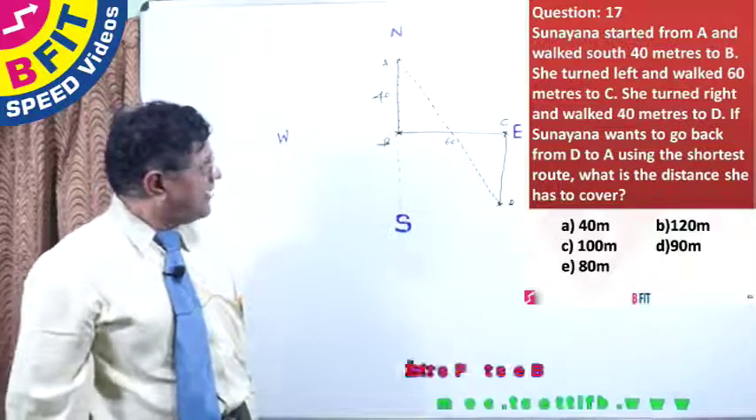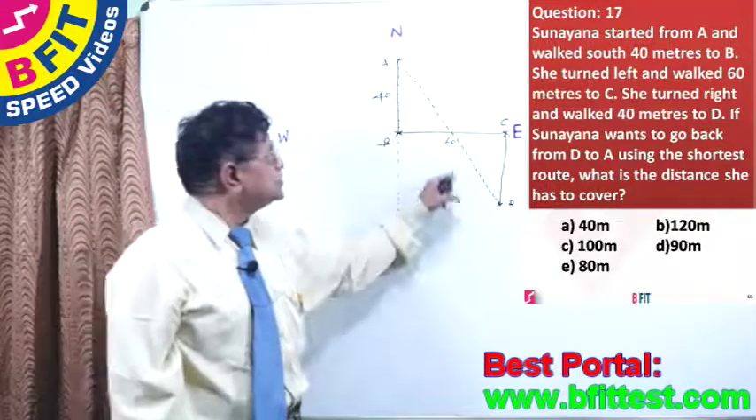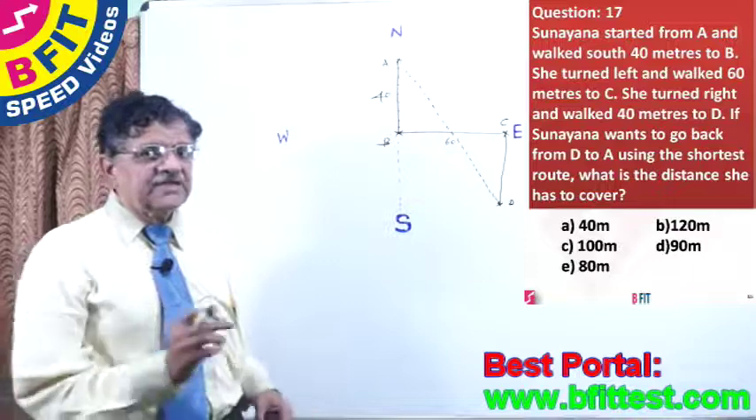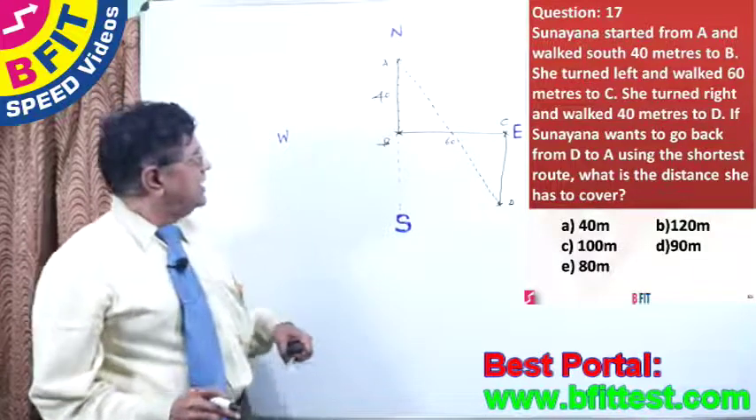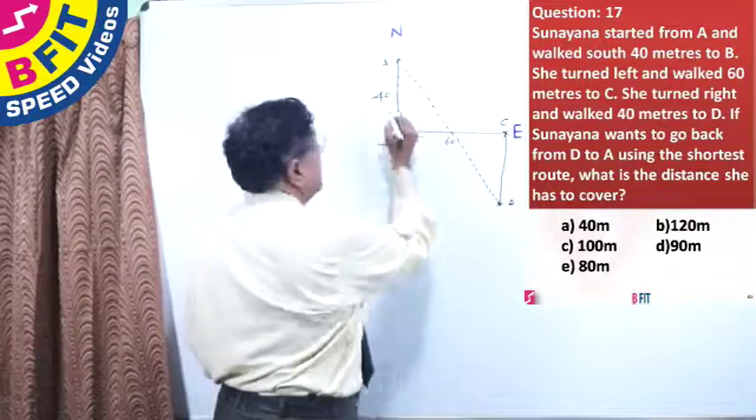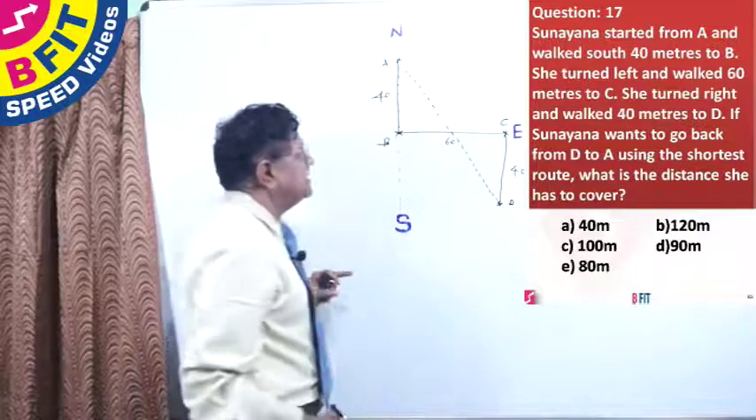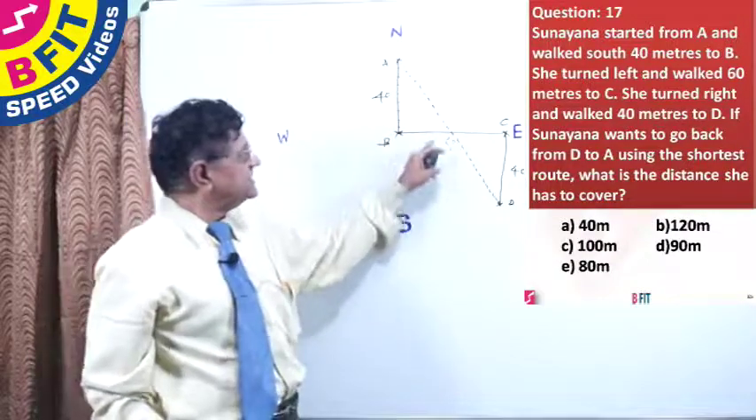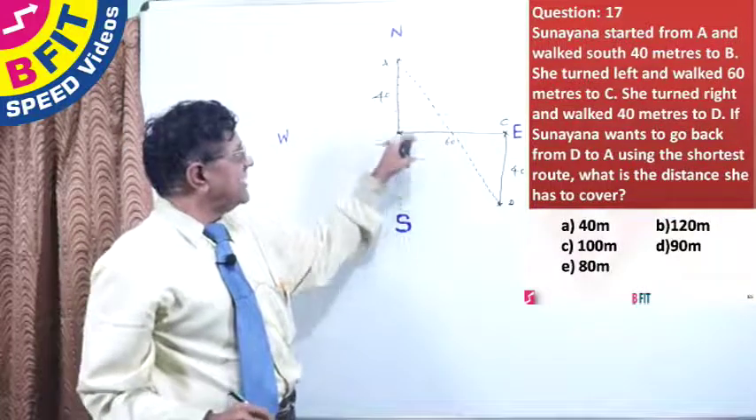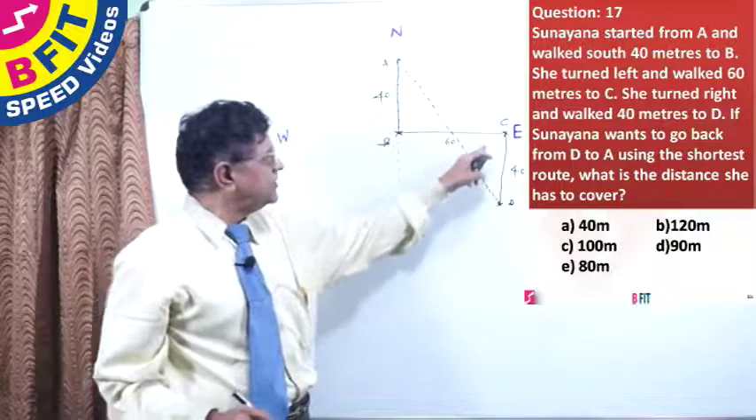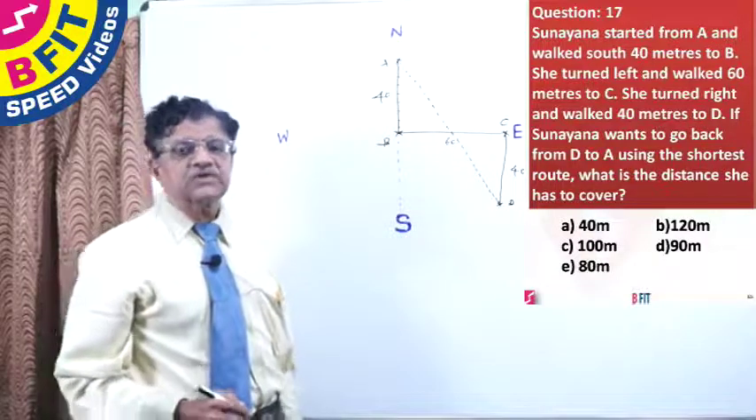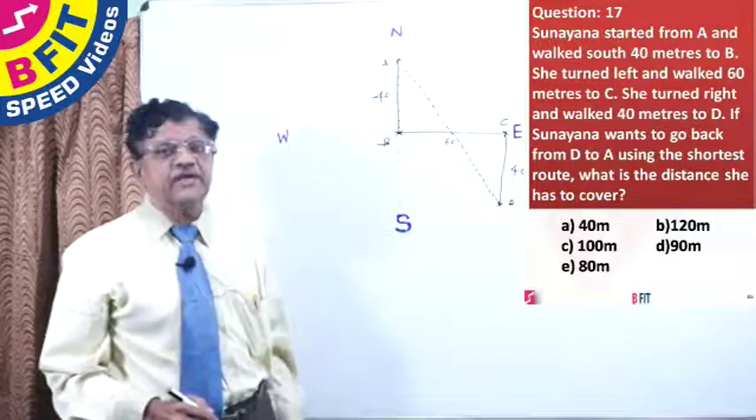Now what is the question? What is the distance she has to cover if she has to go through this route? Now this is a slightly ticklish question because this is a right angled triangle. We know this side is 40, we know this side is also 40. But at what point does this line intersect BC? We do not know. If we knew, then we could calculate this and arrive at this hypotenuse using Pythagoras theorem. But we do not know at what point it is intersecting. So how to calculate the distance from A to D?